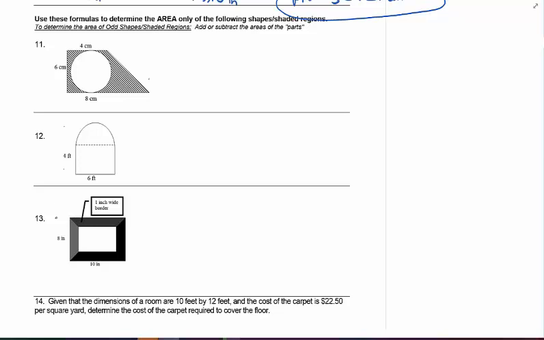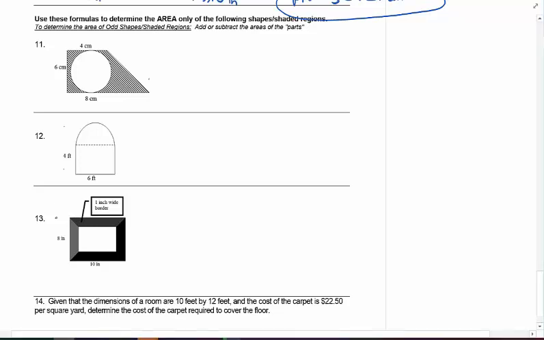Number 12 isn't shaded, but we have two different figures, so we need to be comfortable with the two figures and then add up the two areas. Number 13 would be like a frame, or it also could be some way that you build a fence. So there are applications where you would need something like this for sure. So we're going to go to number 11.